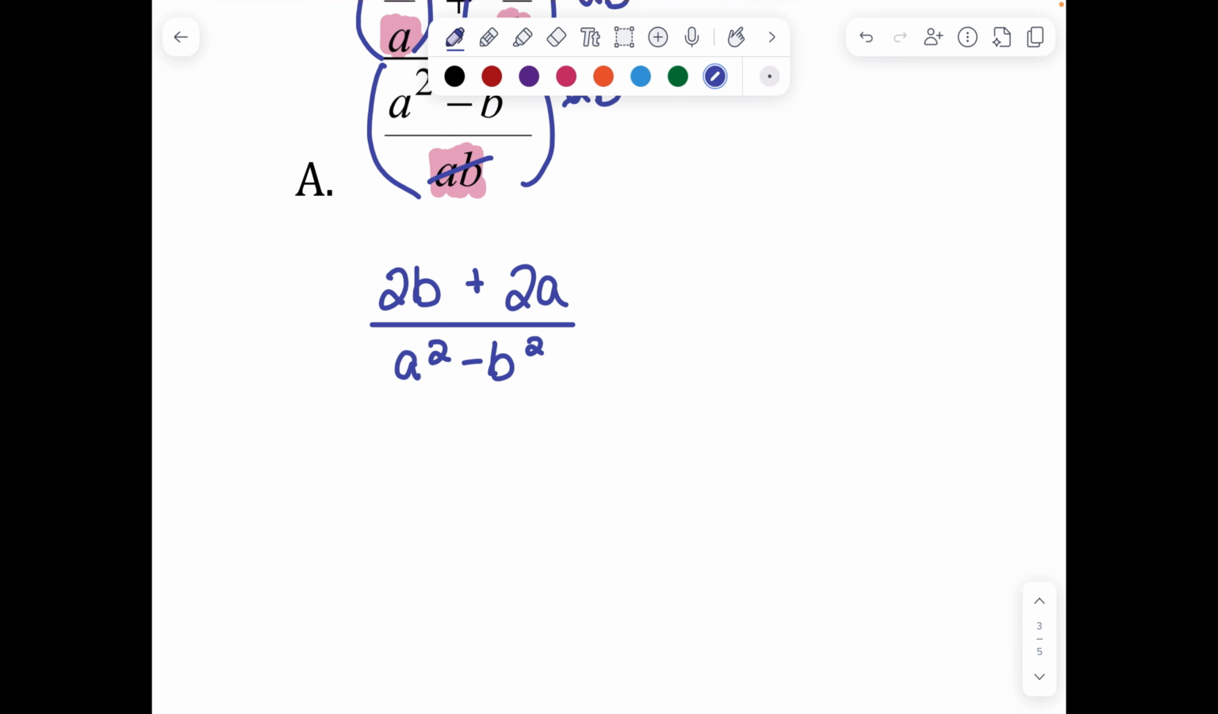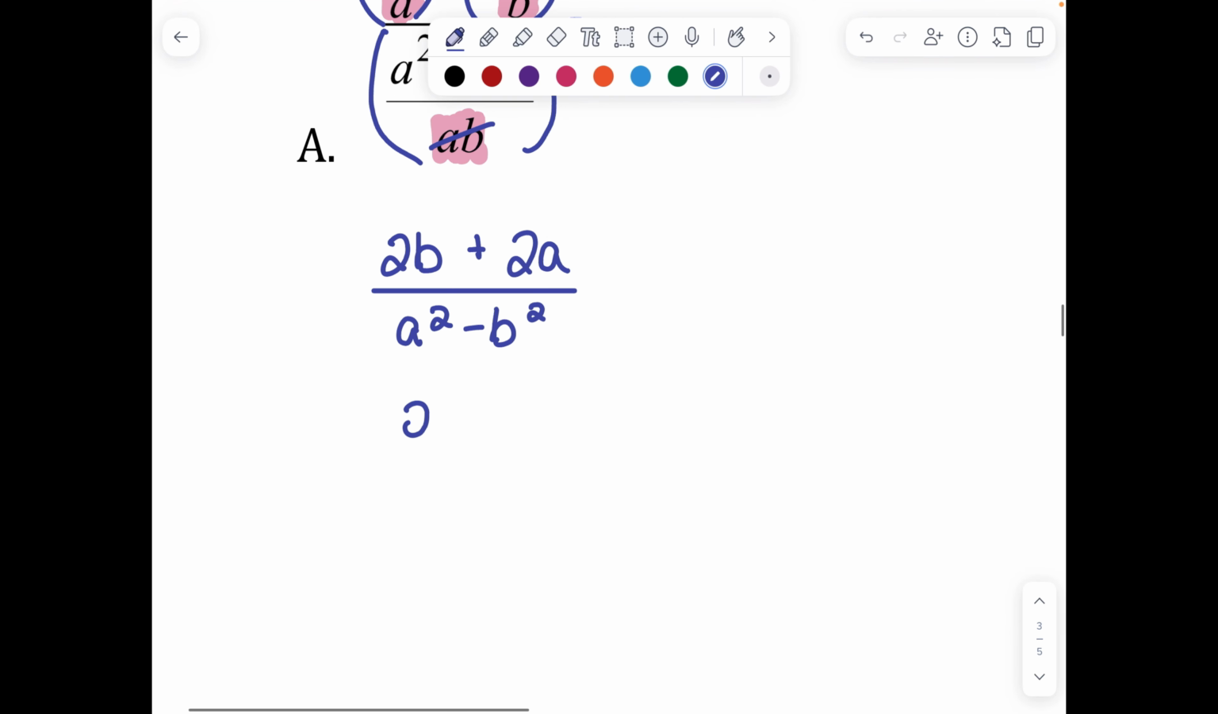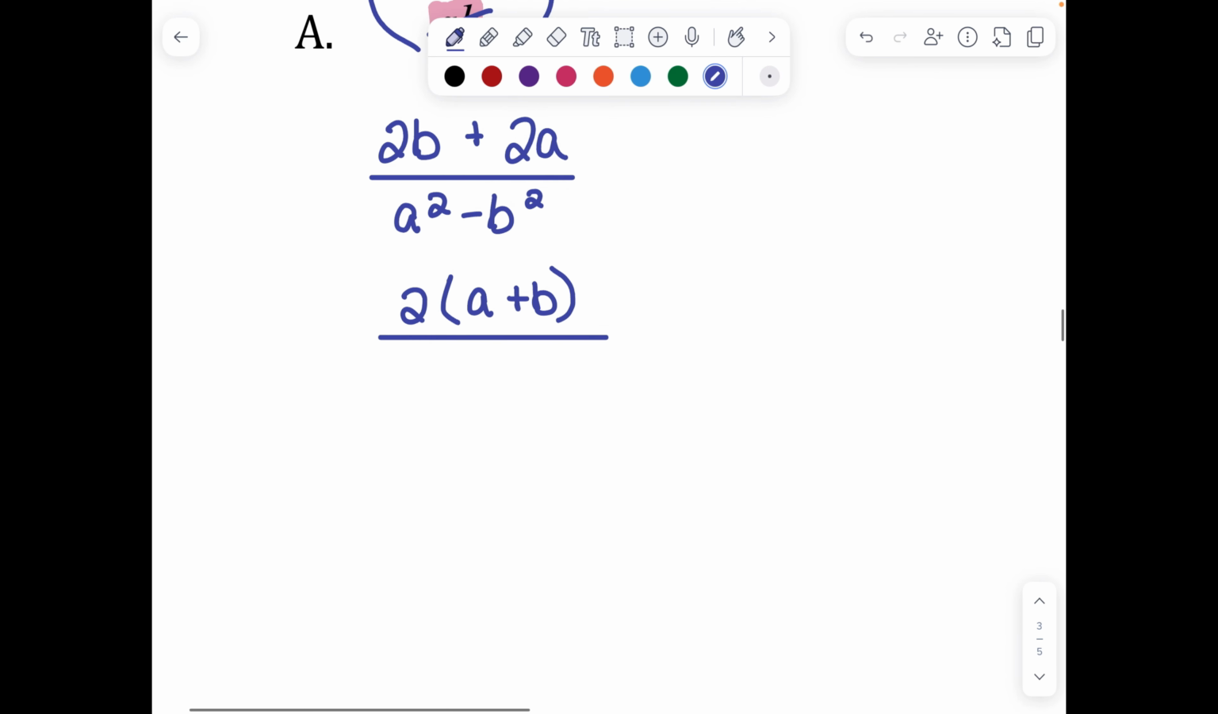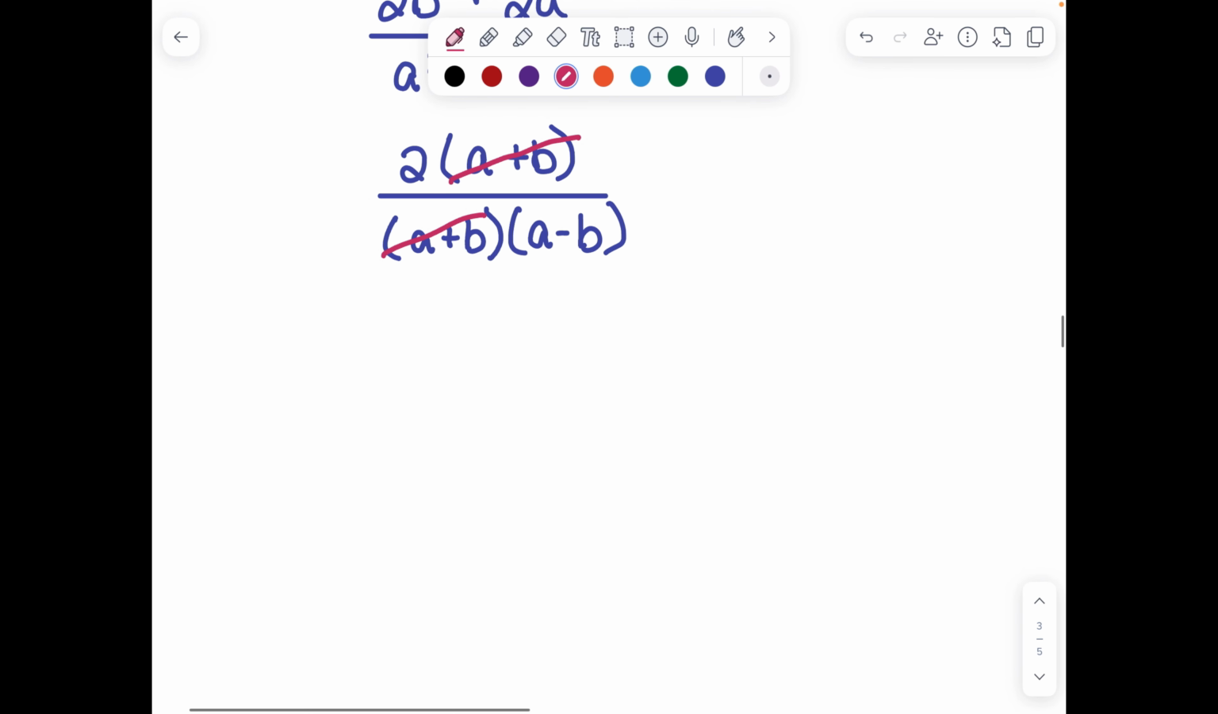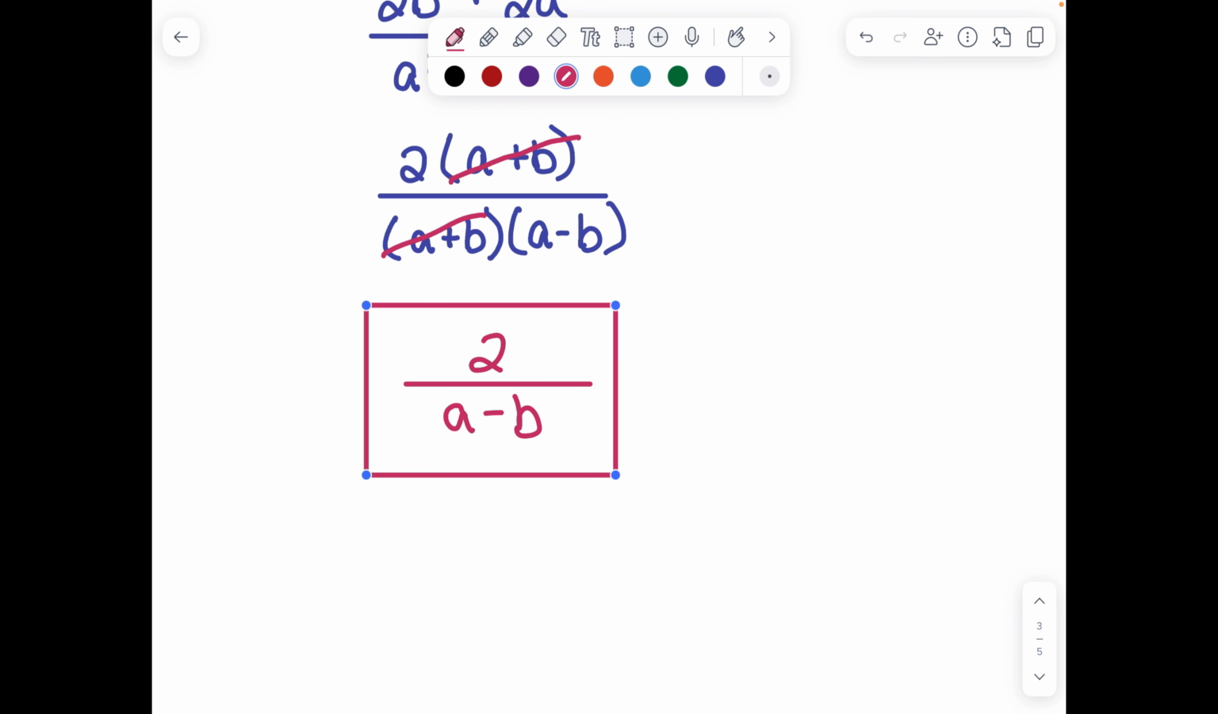Now I see that I can factor these. So I'm going to factor this into 2 times, I'm just going to switch the order of this, as a plus b. And I know a squared minus b squared factors into a plus b times a minus b. I see I can simplify my a plus b's. So I'm just left with my answer of 2 over a minus b. And you guys do not have to do restrictions when you're doing complex fractions. So this is our final answer, 2 over a minus b.